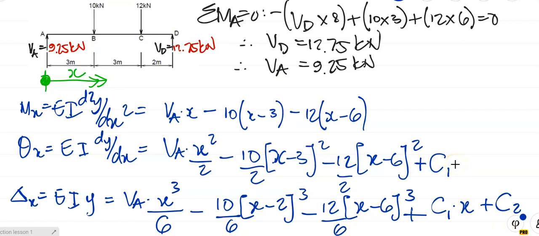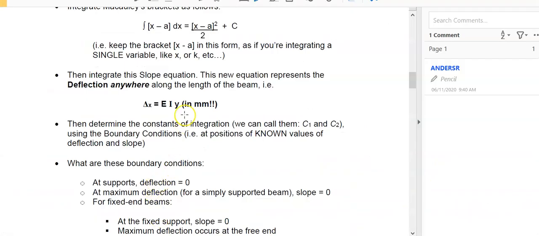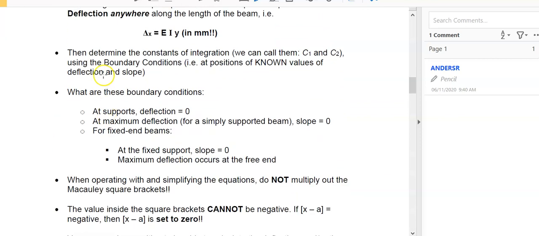Now people, notice we got y as the deflection, and x as the distance along the beam. If we knew x, we could determine y, because we know E and we know I, it's given. But before we can do all of that, we need to determine the constants of integration C1 and C2. Going back to my document, it says there, then determine the constants of integration.